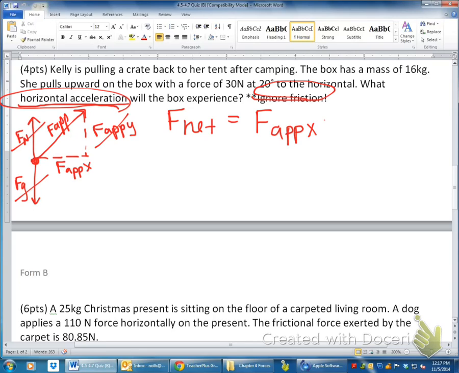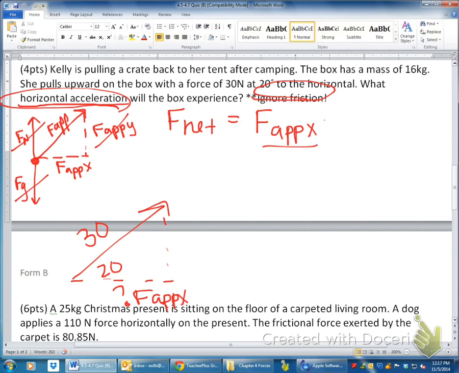So what else does the problem tell us? What else do we know? What can we do next? Yeah, we have to find the angle. We have to find this force applied X, because we have our total applied force and the angle at which it was applied. So we need to find this right here, our force applied in the X direction.